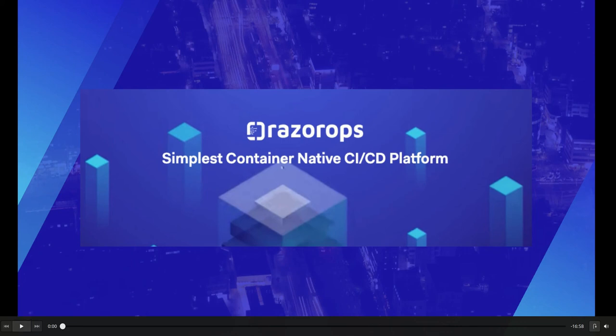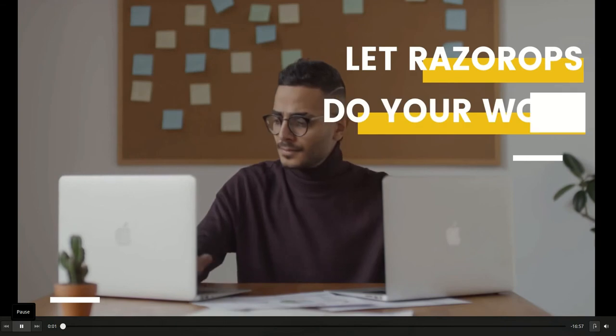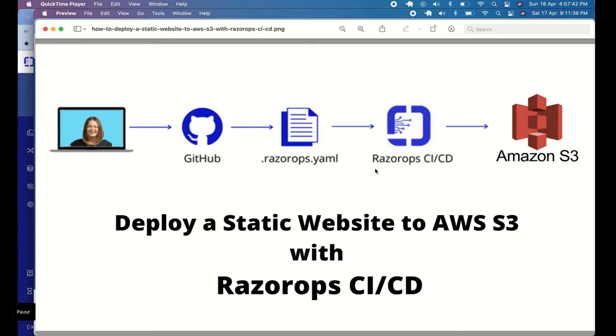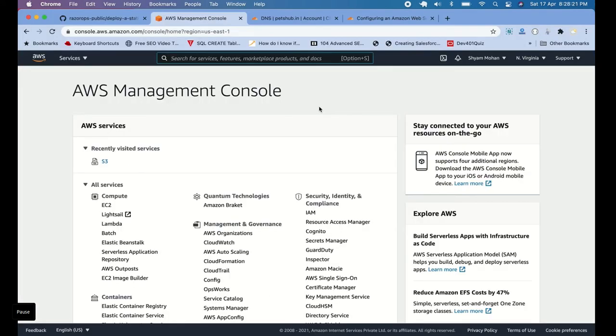Hello guys, today we are going to talk about how to deploy your static website on Amazon using RazorOps. RazorOps is the simplest container native CI/CD platform. So let's start. For this we will start basically with our Amazon account where we will create a bucket, and after creating a bucket basically we will host our static source code inside the Amazon bucket. So let's begin.